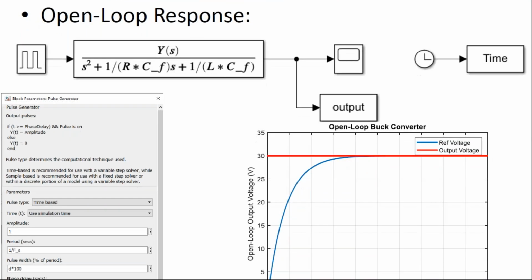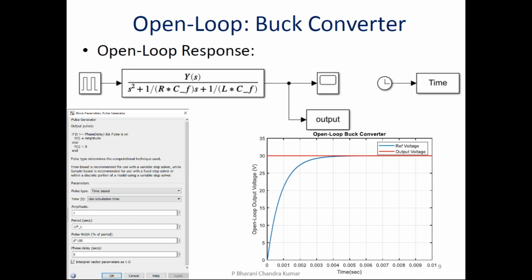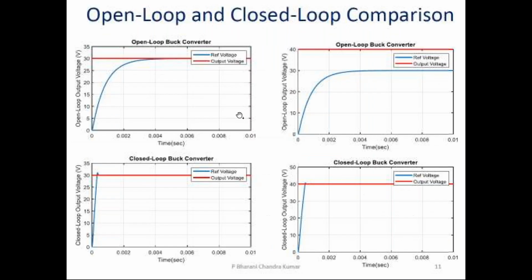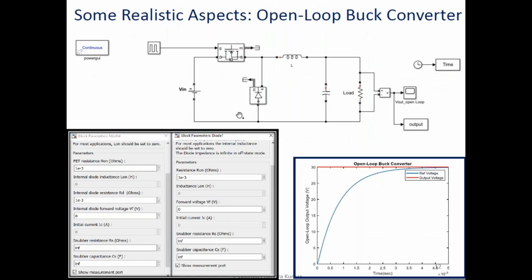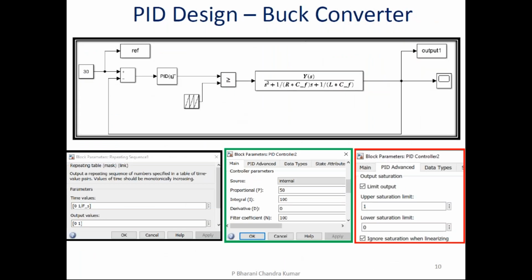Suppose you don't want to change these things, and your application demands outputs at various levels: sometimes you need 30, sometimes 10, sometimes 40. You cannot do that using only this single open loop controller. It is possible, but you have to keep changing the duty cycle and the R and L from the design. So next, I will show you how to do that and what to do there.